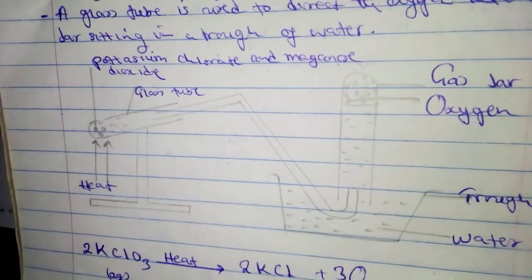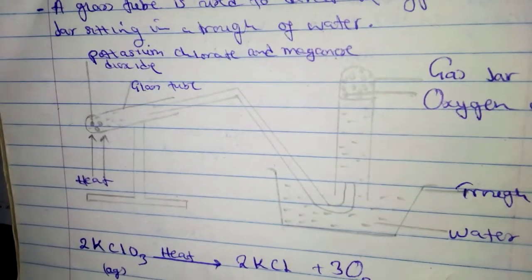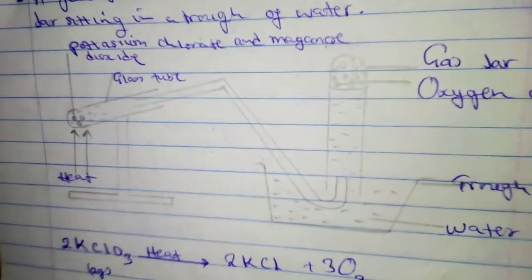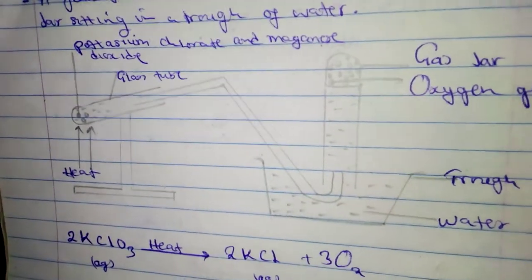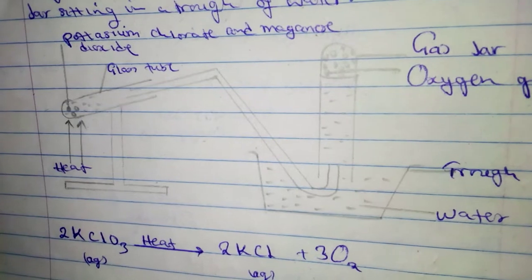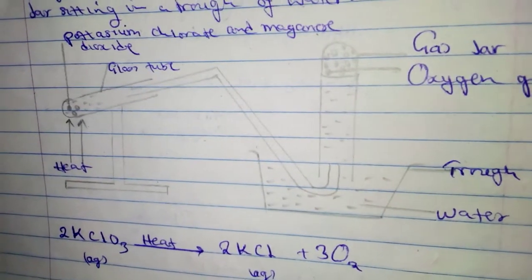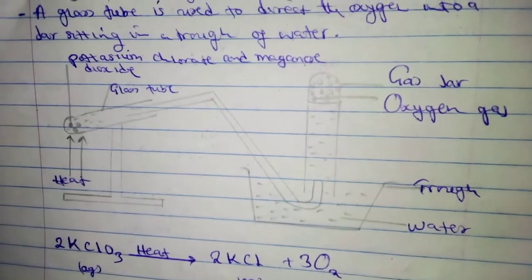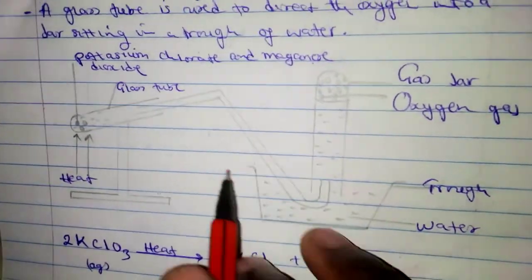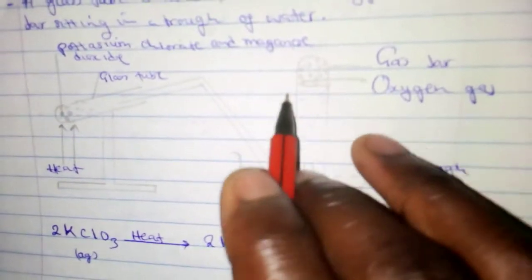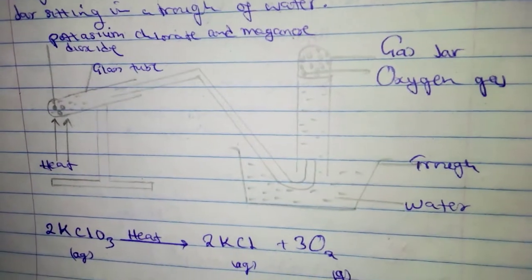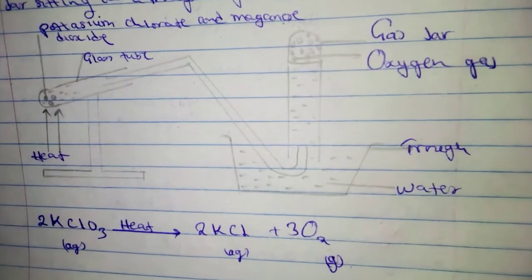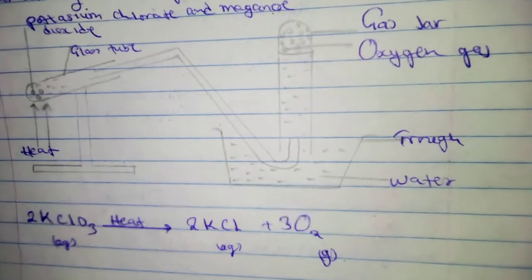Still, manganese 4 oxide is added to potassium chlorate. Why? To act as a catalyst. So this is the second method. The method is still downward displacement because oxygen is still collected on top. And the reason we gave is oxygen does not easily dissolve in water.